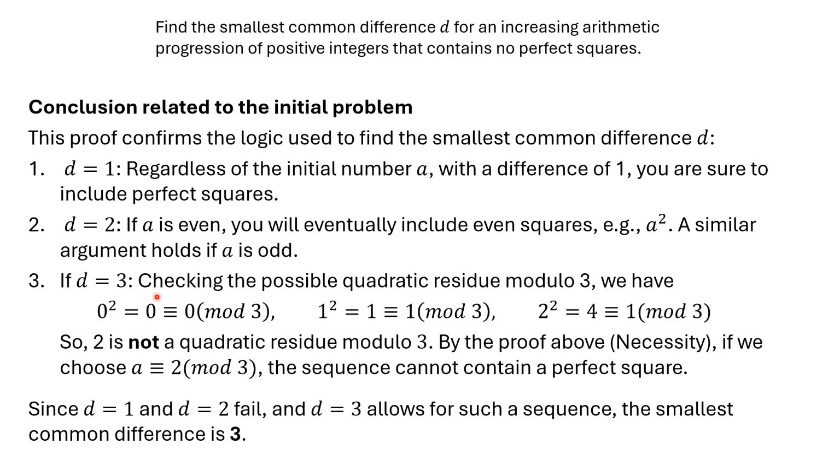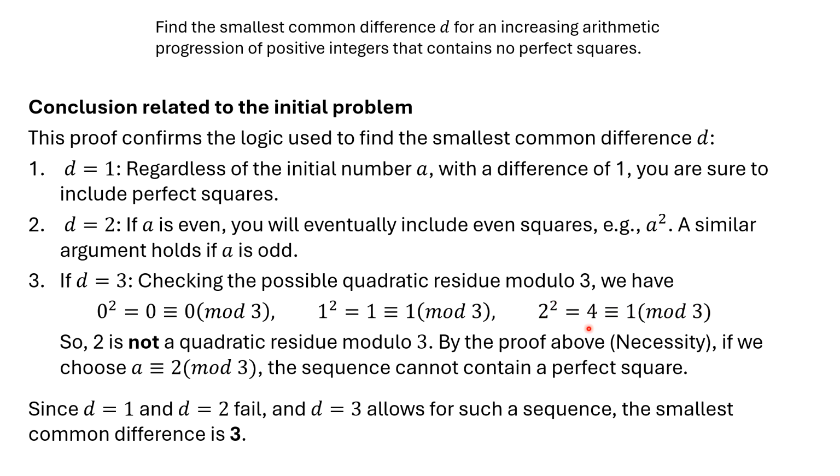For d equals 3, we will use our theorem, and we'll look at x squared congruent to a mod 3, and we'll see what the possible values are that we can get for a. So if we take x equals 0, we get 0, which is congruent to 0 mod 3. If we take x equals 1, that's equal to 1, which is congruent to 1 mod 3, and x equals 2, 2 squared is 4, which is congruent to 1 mod 3.